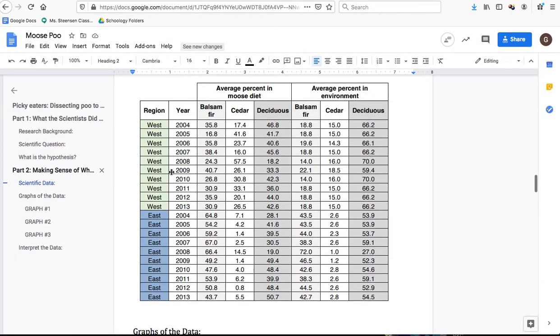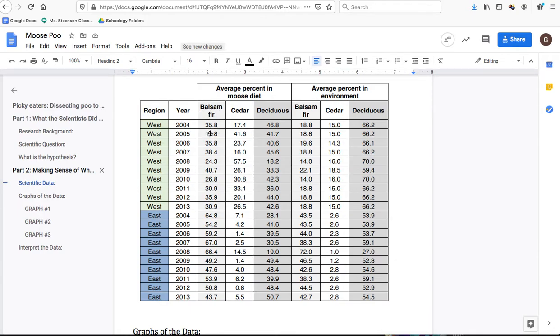So the first thing we encounter is this table, and this table is separated into regions. There's west and east region, and then for each year from 2004 to 2013, and for each of the regions there's a data point on different types of vegetation in both the moose diet and in the environment. So the way you'd look at this is, in the west region, in the year 2005, 16.8 of the average percent moose diet was balsam fir. That is to say, 17% of the things that the moose ate that year was balsam fir.